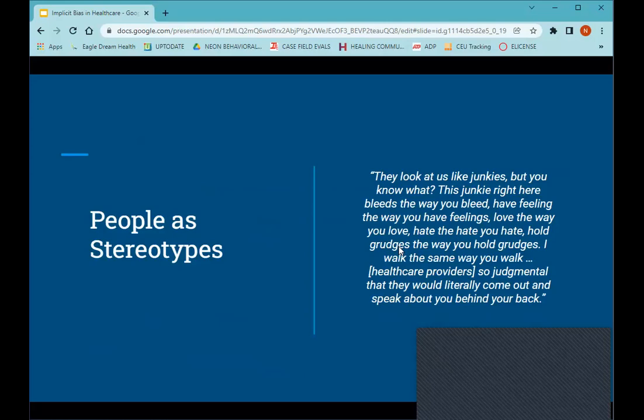So there's this quote from a research study about people who use drugs, about how they feel medical providers view them, that I think is something a lot of my patients have said, that they feel like sometimes even here at Neon, they feel this way with our staff or our doctors. And I'm going to read it so that we can all experience it.